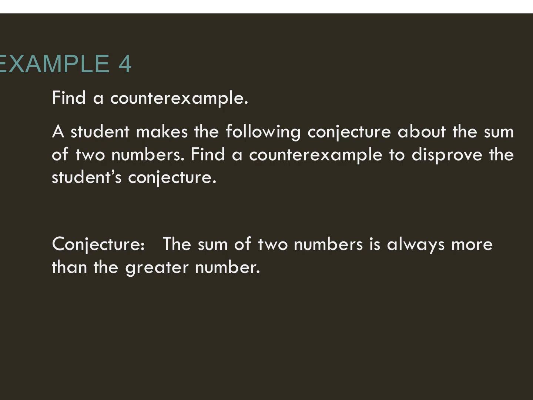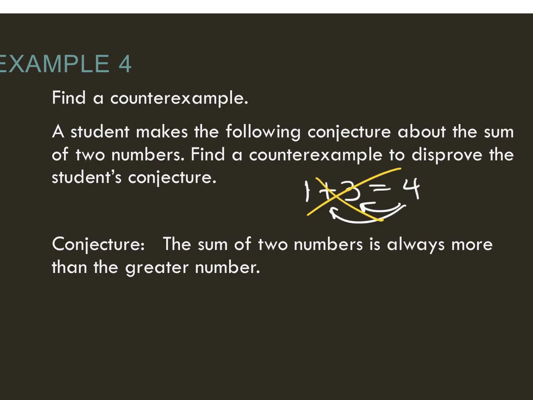So the student stated that the sum of 2 numbers is always more than the greater number. Now, let me show you an example of this. So let's say I add 1 plus 3 and I get 4. Notice this sum is bigger than both of the numbers. This is something proving it true. I don't want you to prove it true. I want you to come up with 2 numbers that proves that statement false.